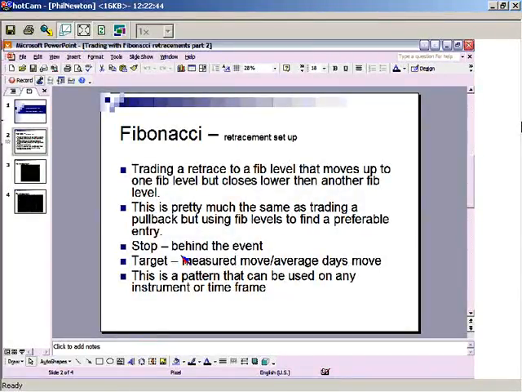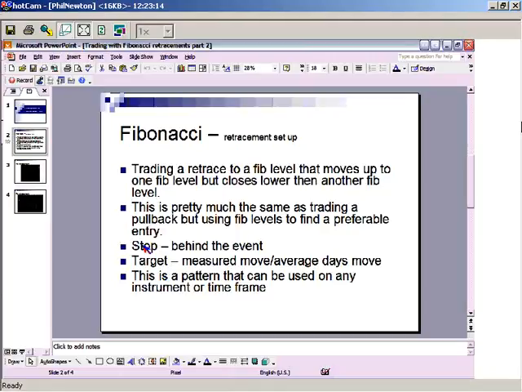As it says on the slide, this is pretty much the same as trading a pullback. If we were looking at, say, a range breakout pullback, for example, it's pretty much the same as trading a pullback, and you can use this method with a range breakout and use fibs to refine the entry method. So it is still a pullback, but instead of taking the breakout to a new low with the pullback, we're using the fibs to refine the entry and hopefully get a more advantageous entry.